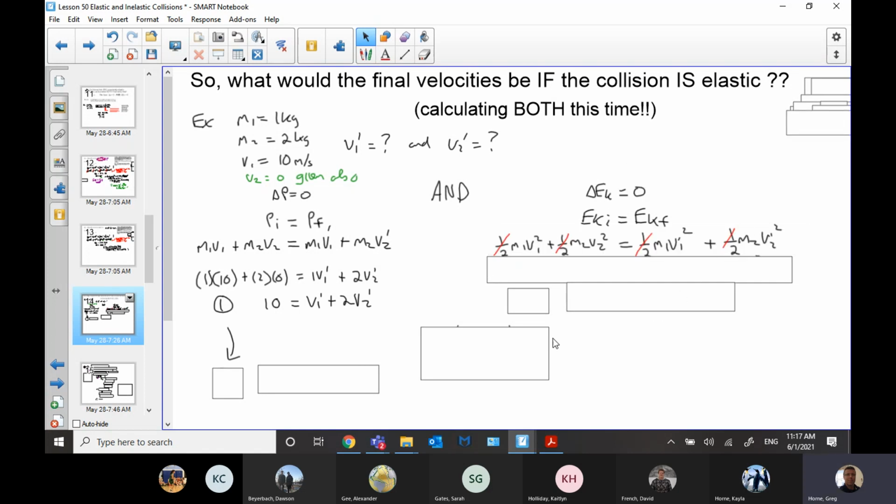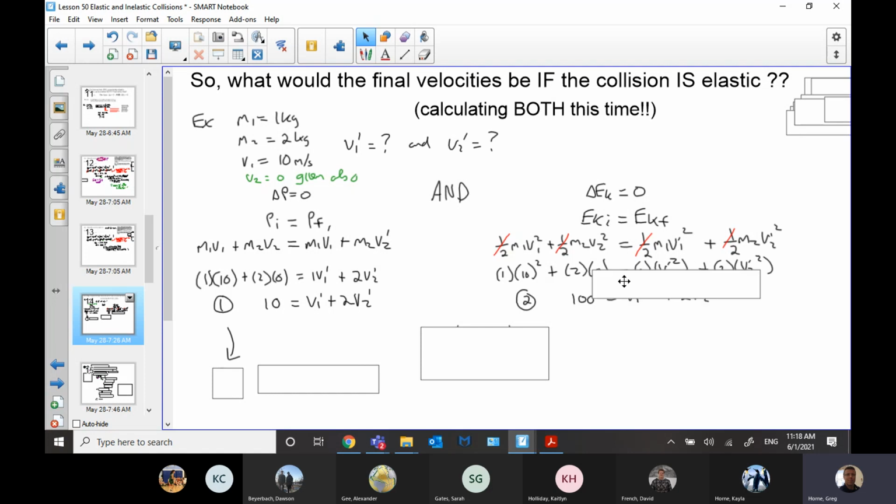Here I remember to cancel out the halves and save myself a little bit of trouble. This gives us a different equation, slightly different because of the squares: 10 squared, so 100 equals V1 prime squared plus 2 V2 prime squared. Hopefully you are starting to have the experience of joy, or relief, maybe, if you see 2 equations with 2 unknowns.